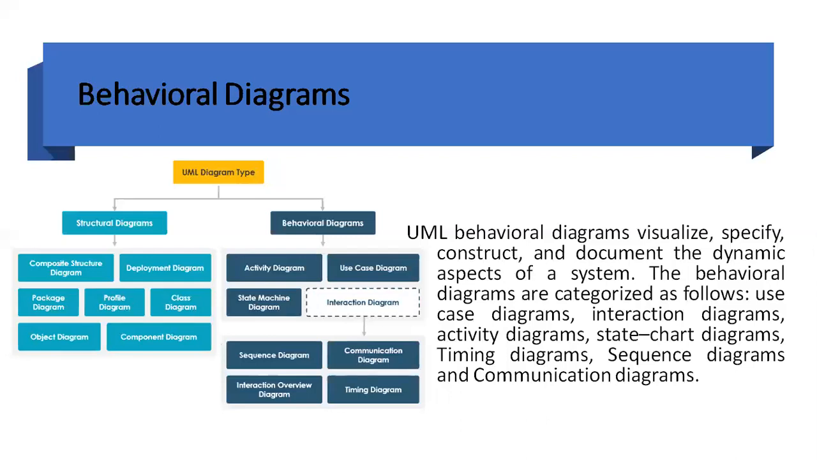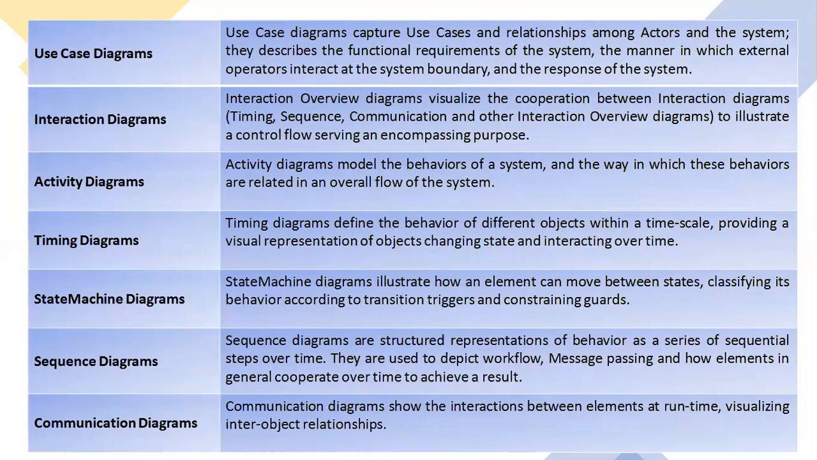Coming to the UML behavioral diagrams, these are the elements of the systems that are dependent on time and that convey the dynamic concepts of the system and how they relate to each other. In UML, it defines 7 types of behavioral diagrams: use case diagrams, interaction diagrams, activity diagrams, timing diagrams, state machine diagrams, sequence diagrams, and communication diagrams. Let us see each one of the behavioral diagrams.